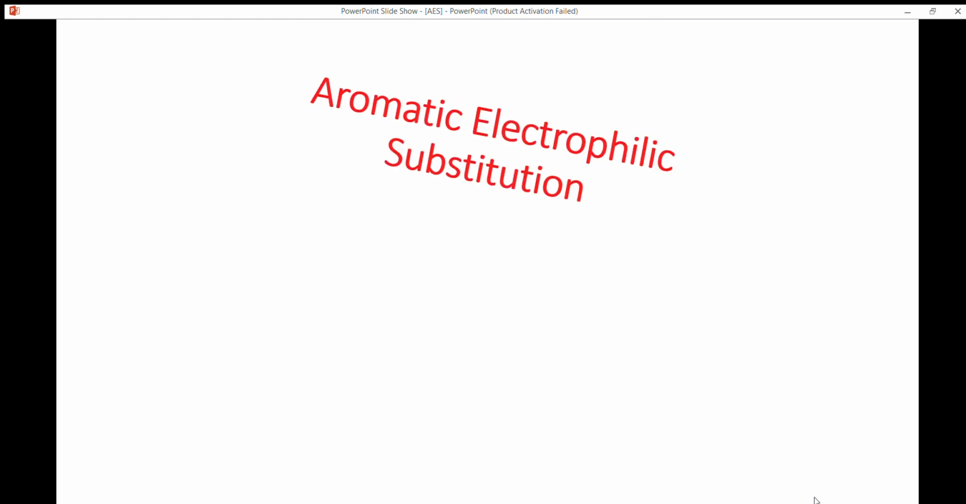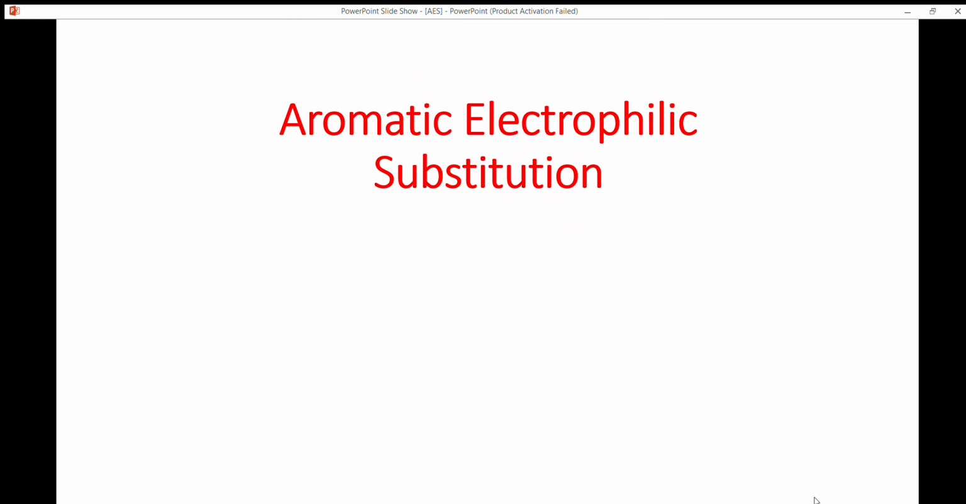Today I would like to discuss the aromatic electrophilic substitution reaction. This is a type of substitution reaction of an electrophile with an aromatic compound. Before beginning the mechanism of aromatic electrophilic substitution reaction, let us see the criteria of an aromatic compound.